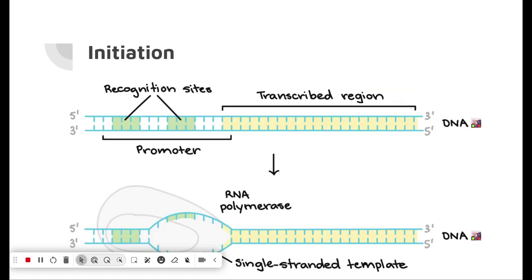Initiation is the first step of transcription. It's where transcription factors, which are small proteins, attach to recognition sites in order to initiate the transcription process. The jobs of the transcription factors are to recruit RNA polymerase, and the job of RNA polymerase is to create a transcription bubble where the DNA begins to unwind, which sets it up for the next process called elongation.